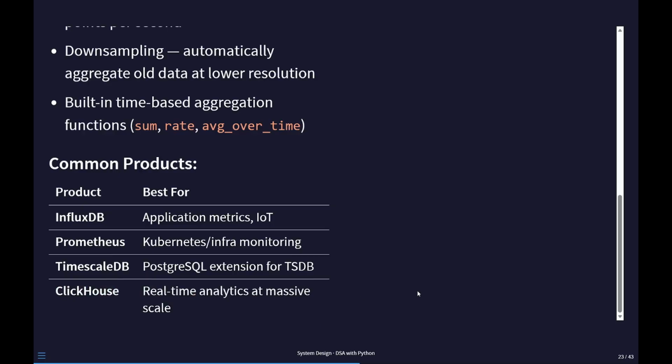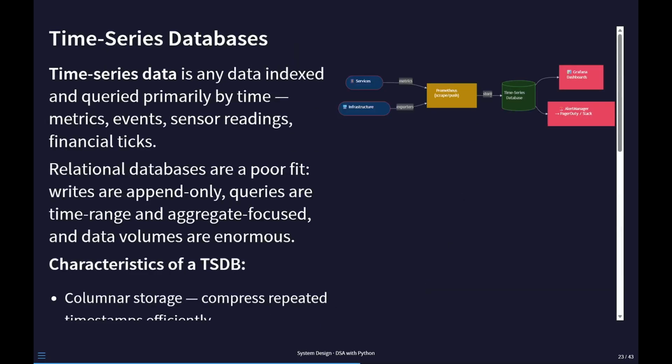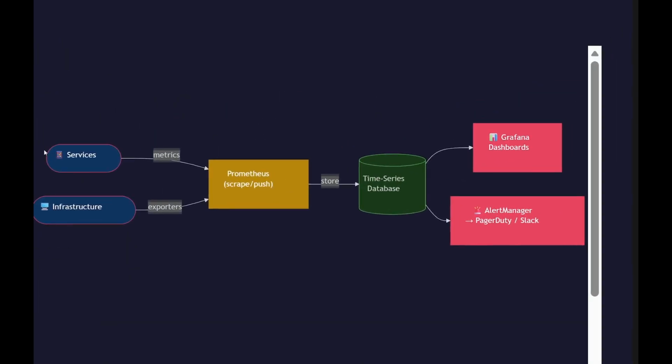The diagram shows a typical Prometheus plus Grafana observability stack. Services expose metrics on an HTTP endpoint. Prometheus scrapes them on a schedule. The data goes into the time series database. Grafana queries it to build dashboards. And Alertmanager fires alerts to PagerDuty or Slack when metrics breach thresholds.